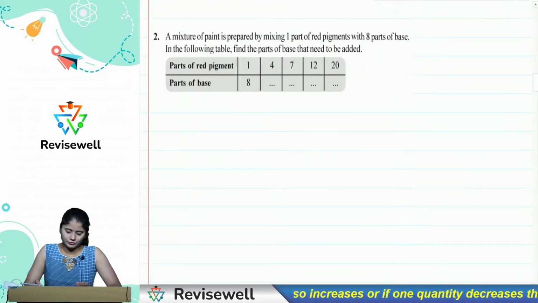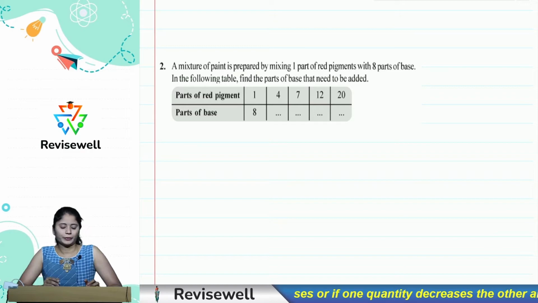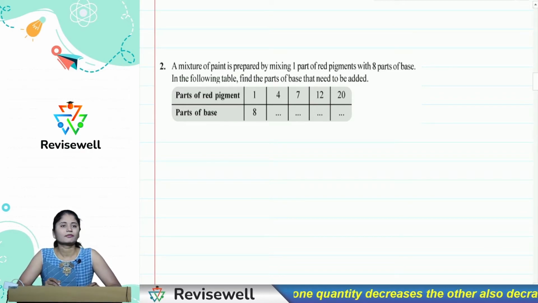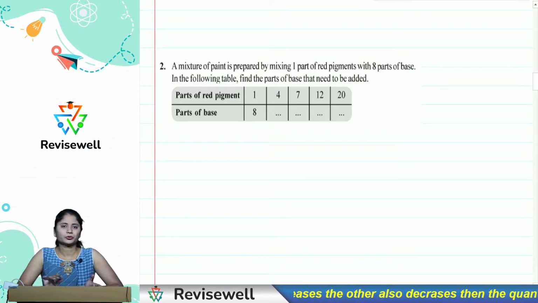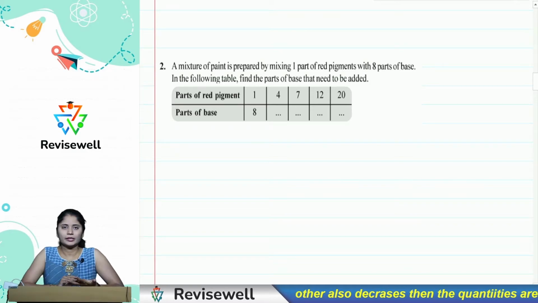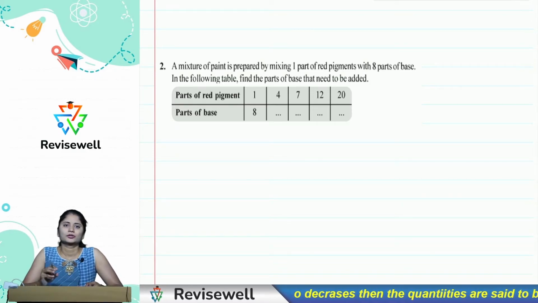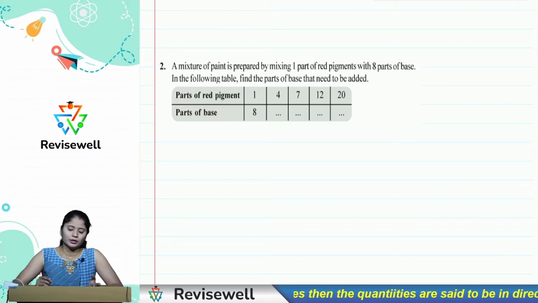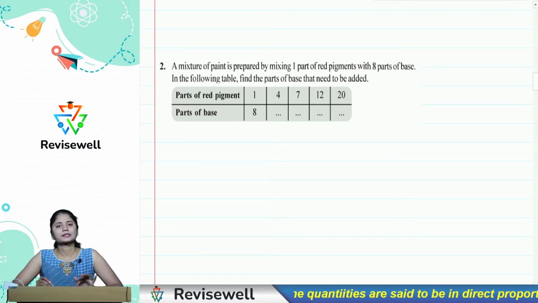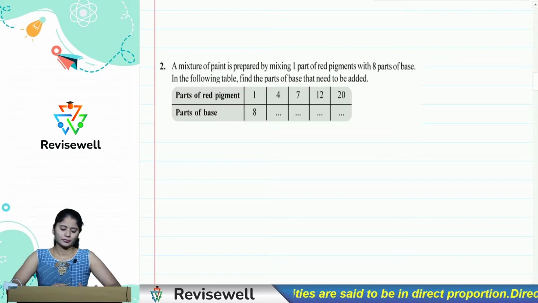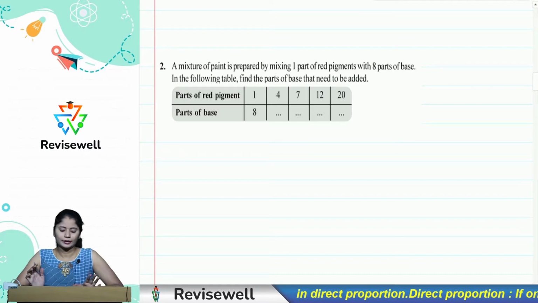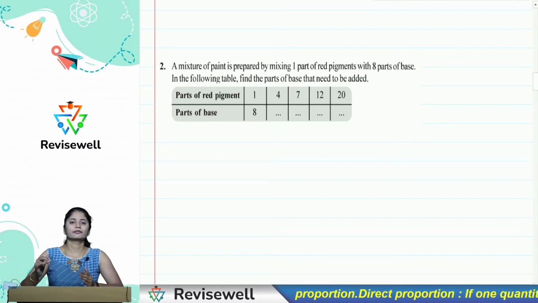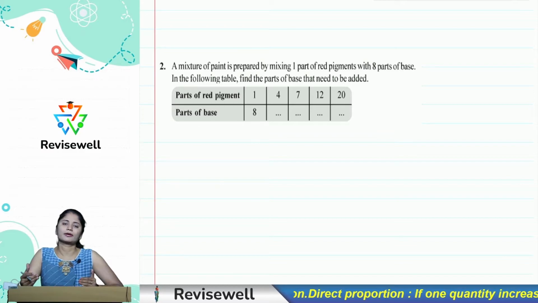Next question. A mixture of paint is prepared by mixing one part of red pigment with 8 parts of the base. Whenever you are doing any kind of painting, you will have a base, in which you will be adding some colors so that you will get the original color. So one part of the red pigment is mixed with 8 parts of the base. In the following table, find the parts of the base that need to be added. That means they are already in direct proportion. If one quantity increases, then automatically the other quantity will also increase. So they are in direct proportion.